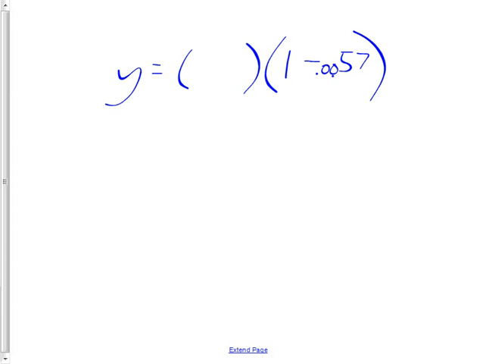0.0057. Very good. And then it's to the x. And then what was the starting value? Whatever it was, just slap it there. Okay. Ooh, I didn't even notice that one.